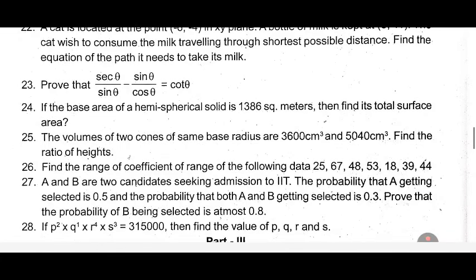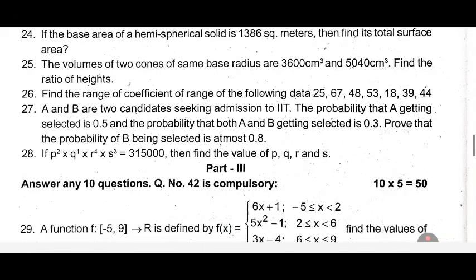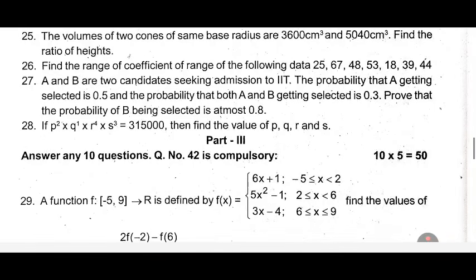23, prove that sin theta by so இந்த equation பார்த்துக்கோங்க. 24, if the base area of the hemispherical solid is 1384 square meters, then find its total surface area. 25, the volume of the two cones of same base radius are 3600 centimeter cube and 5040 centimeter cube. Find the ratio of heights கேட்டிருக்காங்க. 26, find the coefficient of range of the following data 25, 67, 48, 53, 18, 39, 44.